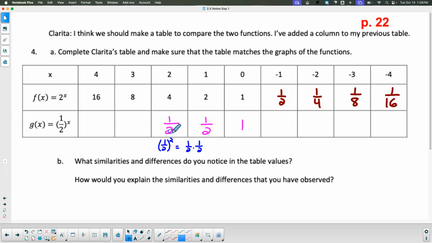Does your pattern of adding or subtracting a half hold anymore? Give you another chance. No, because it's not adding and it's not subtracting. Did anybody else now see a pattern?